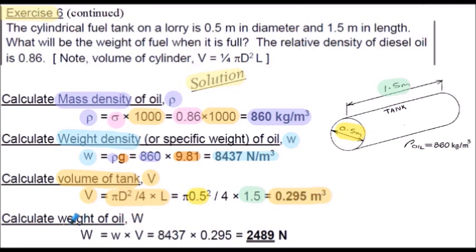cubed. So finally calculate the weight of the oil, capital W. Weight is equal to the weight density, lowercase w, multiplied by the volume of the tank. Inserting the values, the weight of the oil is 2,489 newtons. That concludes exercise 6 solution.